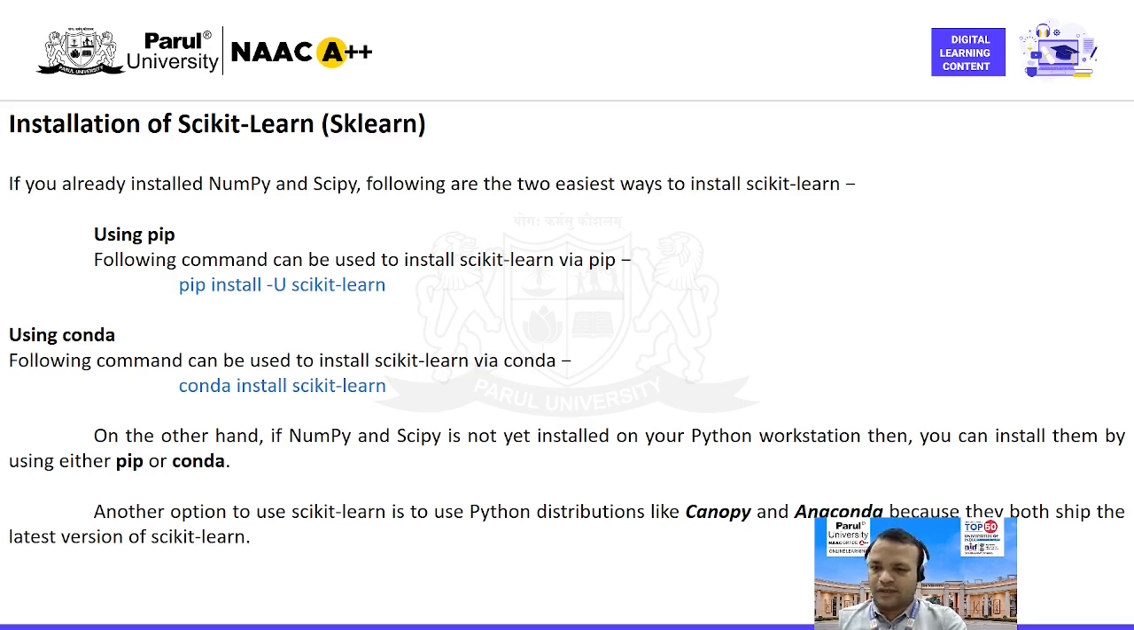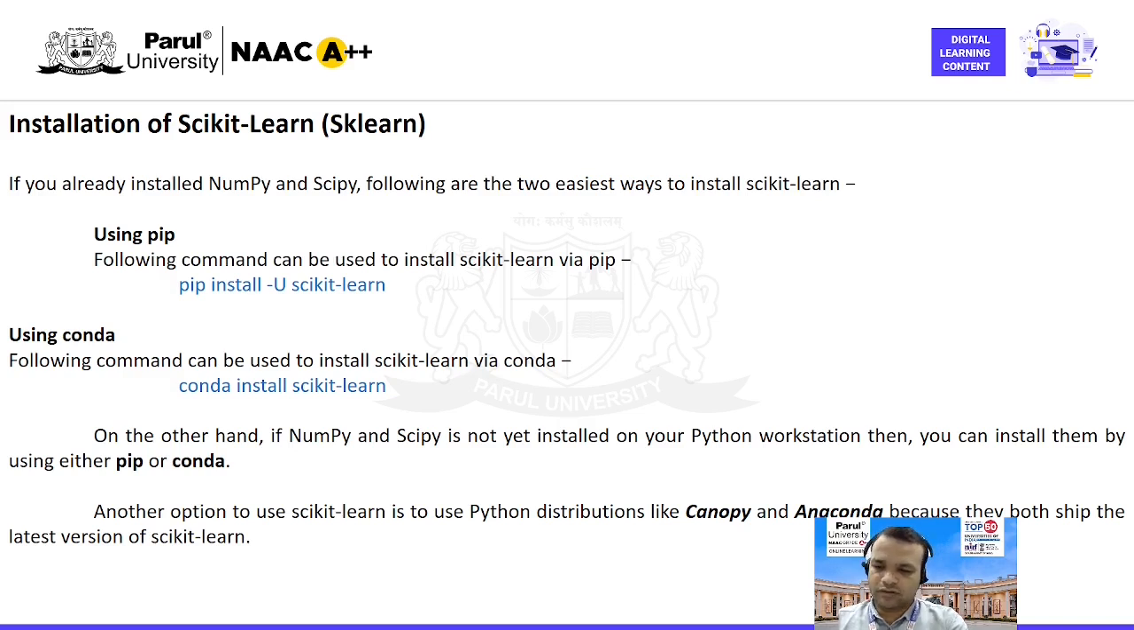Another one is using Conda. Following command can be used to install Scikit-Learn by Conda. So this is the command: conda install scikit-learn. Just write this command on the command prompt and hit enter. The installation process will start here. On the other hand, if NumPy and SciPy are not yet installed on your Python workstation, then you can install them by using pip or Conda.